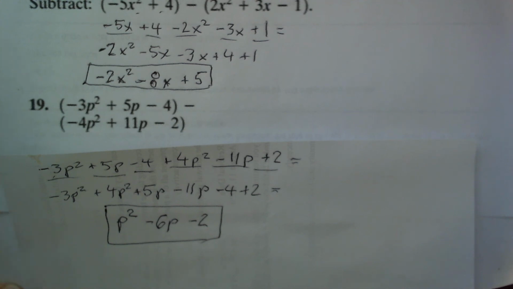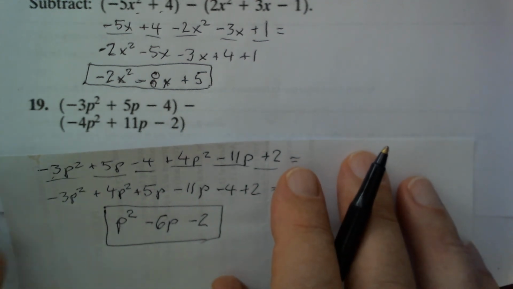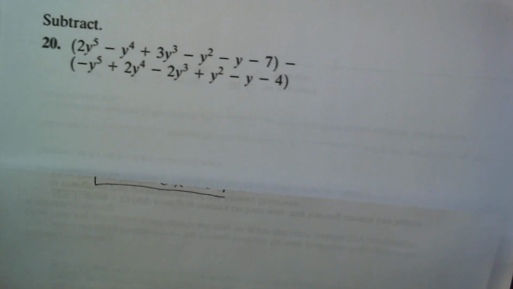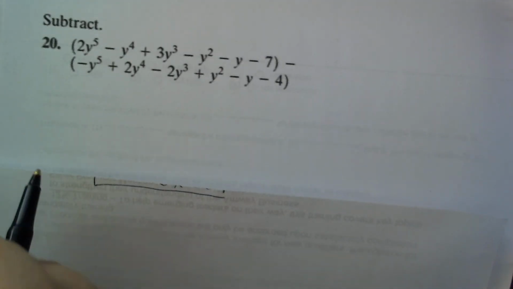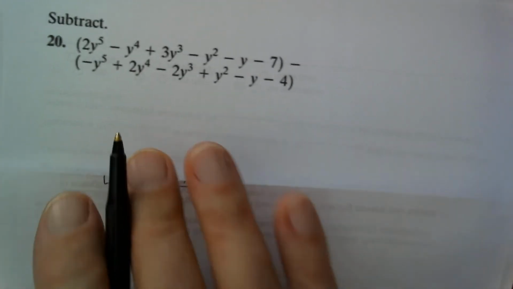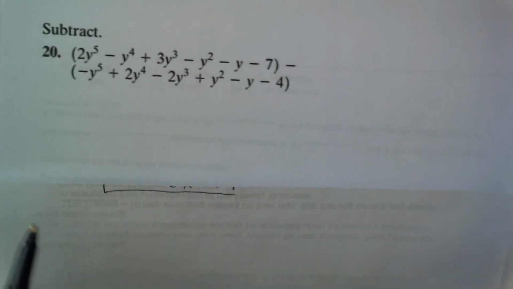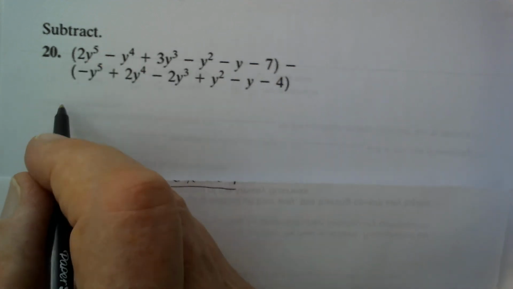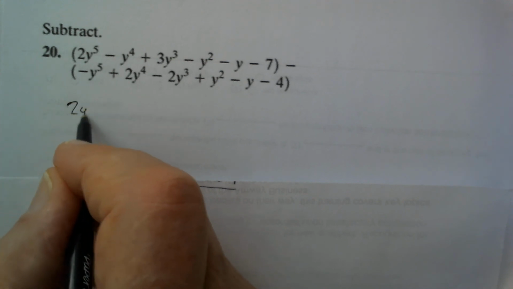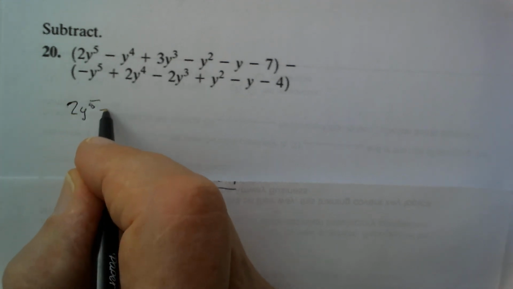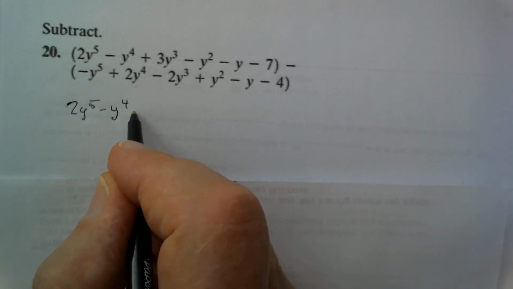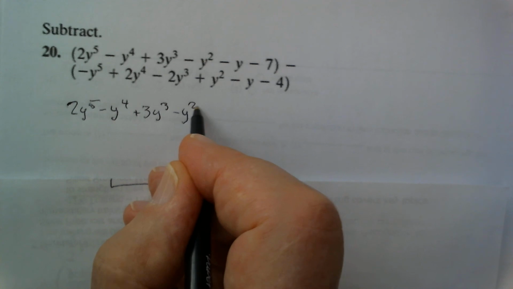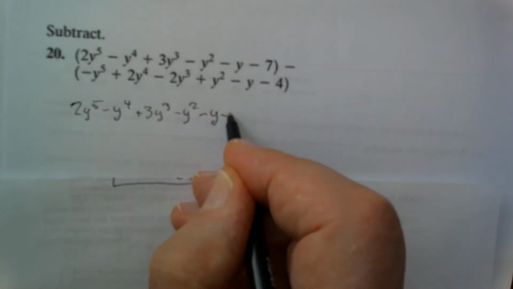So again, when it comes to subtracting polynomials, you really have to be on your toes and watch for the minus signs. So here's one more, number 20, subtract. For the first polynomial, we can simply drop the parentheses. So we get 2y to the 5th minus y to the 4th plus 3y to the 3rd minus y squared minus y minus 7.